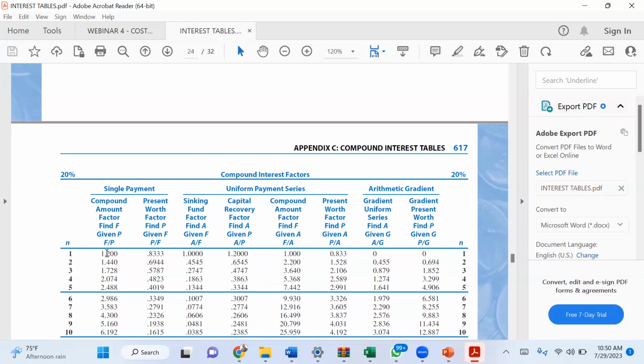If I want to get the amount after 2 years, let's assume that the deal is for 2 years. How much will Engineer Chima pay me back after 2 years? He is going to pay me back 144 naira after 2 years at 20% per annum. So if the deal is for 1 year, he will pay me back 120 naira. If the deal is for 2 years, he's going to pay me 144 naira.